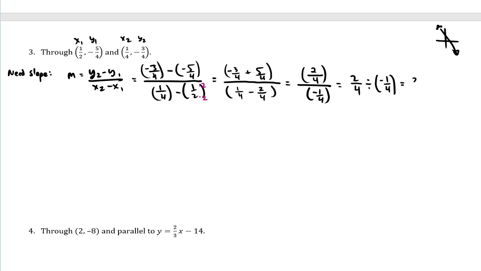And then we can do keep, change, flip. So keep the first fraction, change the division into multiplication, flip the second fraction. And when you flip, remember the negative's just hanging out wherever you want to put it. We're flipping the 1 and the 4. And then from here, if you're multiplying, remember you can cancel with numerators and denominators. So the 4s would cancel. And then we really have 2 times -1 is -2. 1 times 1 is 1, so let's just say our slope is -2.